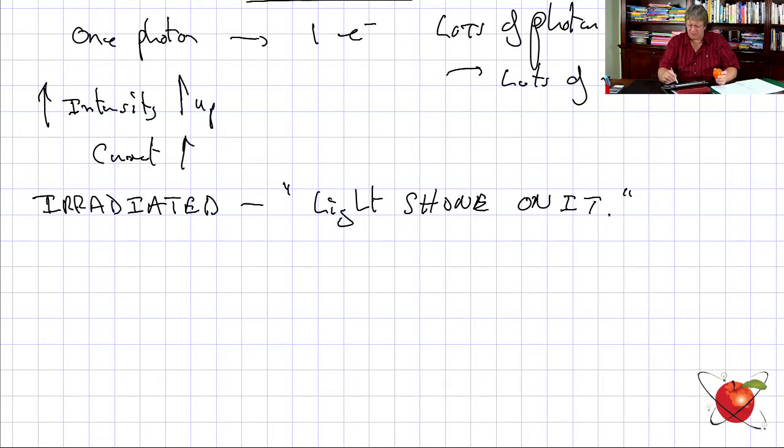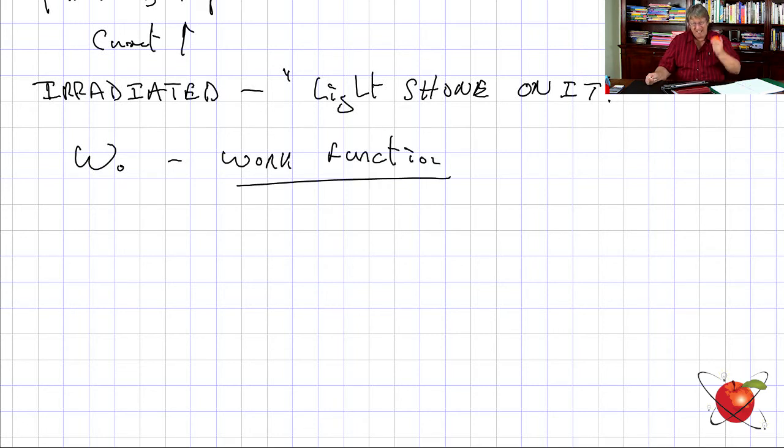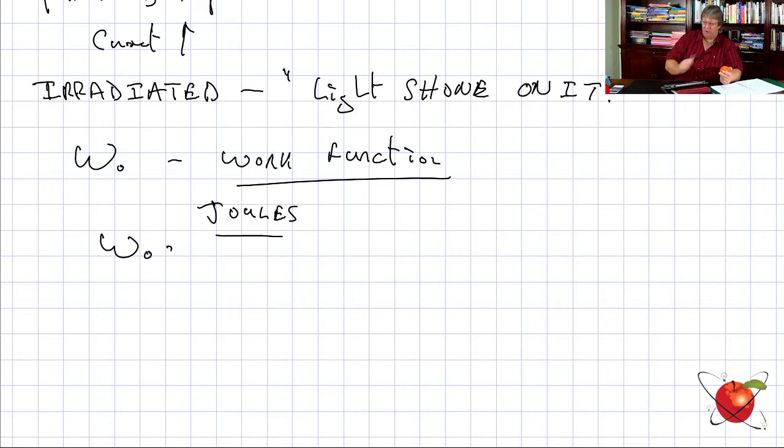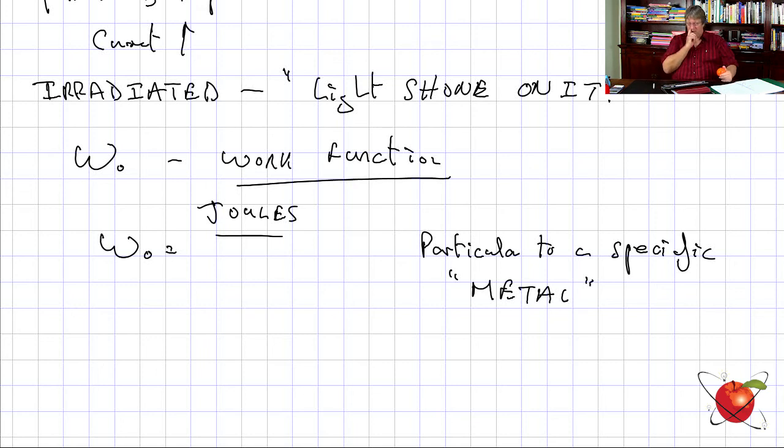Now, let's just go back to this work function, W0. That's the energy to dig it out. W0 is in joules. All of this is in joules. Yes, they are very small numbers in joules, but they are joules. The work function is very particular to a specific metal. Each metal has a different work function because it depends on the electron configuration and the atomic structure, how tightly the electron is held, and can I take that electron away and hence create the ion.